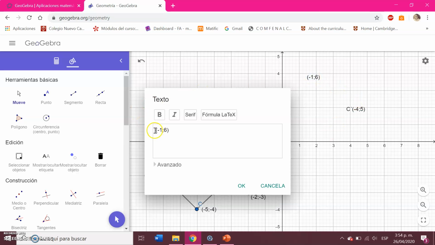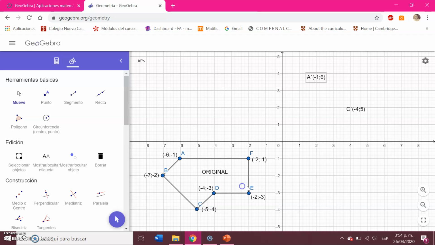Let me write here the same. This is A rotated, okay? We put like a little comma, the prime. Now the B. B, it says -7, -2, okay. Let's do B.